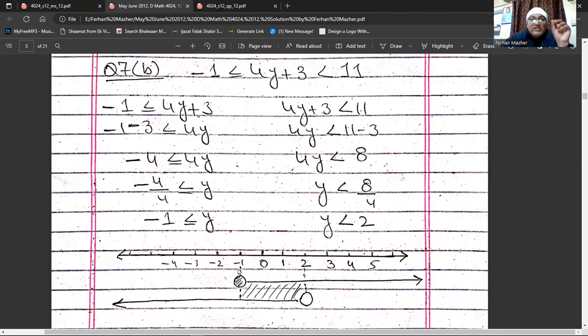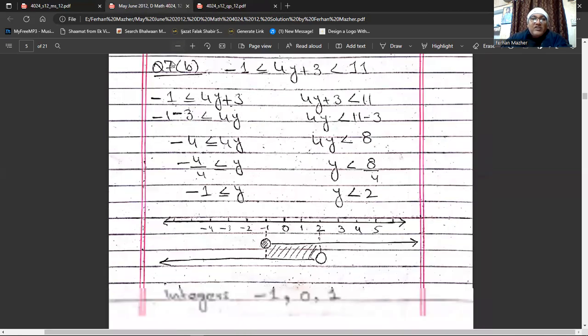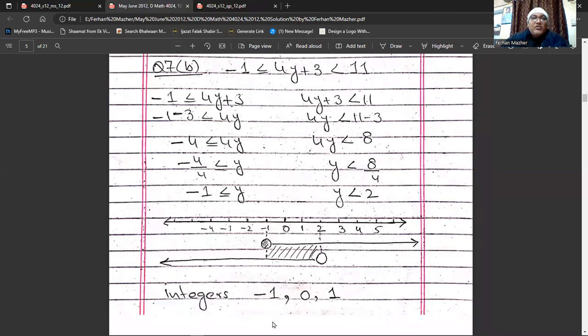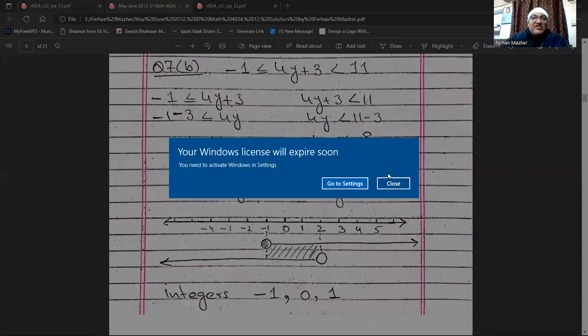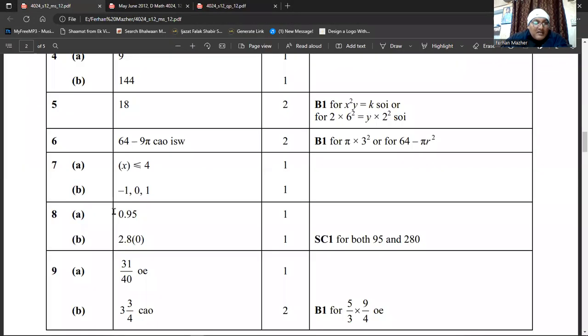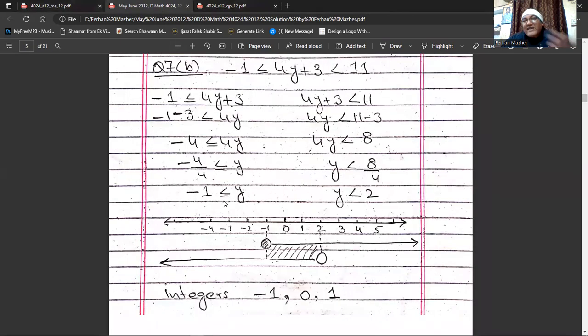So in this solution, minus 1 is included because this is shaded. Minus 1, 0, and 1. These are the integers in this solution. And 2 is not included because this circle is not shaded. So the integer values will be minus 1, 0, and 1. So my answer is right. The solution is showing up on your screen.